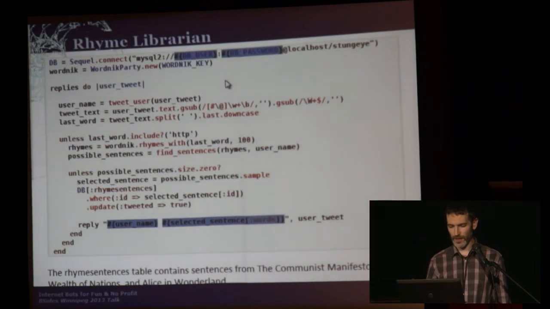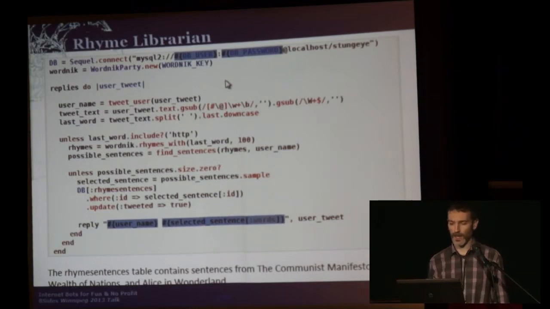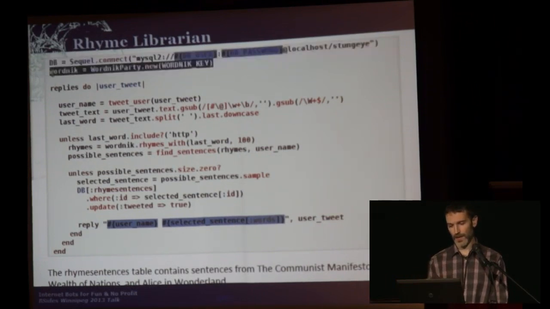And so here's the code that went behind the Rhyme Librarian. And again, look at that. Not very much code to write a fairly complicated bot. In this one, I'm connecting to a database, the database of my phrases. I'm connecting to an API called WordNik that does word searches. So it's what tells me what rhymes with the last word of anybody's tweet.